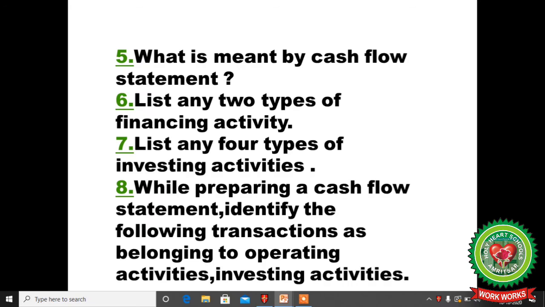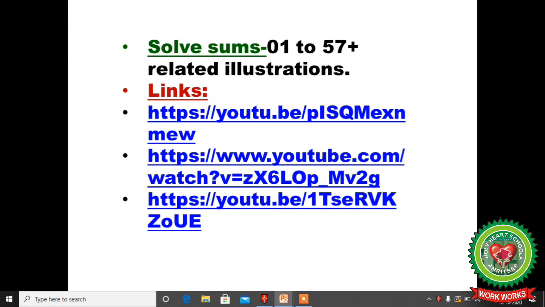While preparing a cash flow statement, identify the following transactions as belonging to operating activities, investing activities, or financing activities. Along with the theory questions, solve the sums 0, 1 to 57 plus related illustrations. And further links are provided to you. Watch YouTube videos for more information relating to this topic.